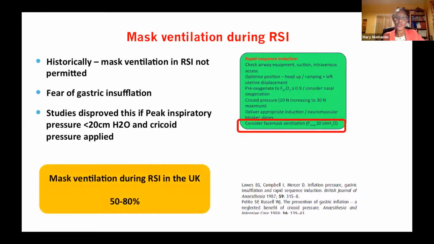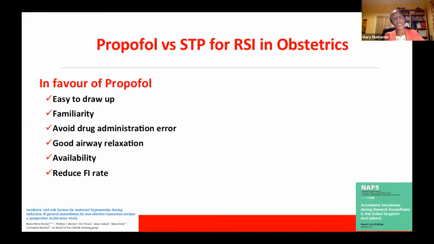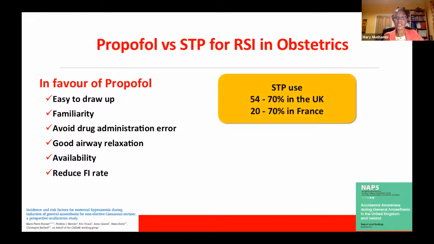And it's interesting, in the UK, the numbers have now gone up. Nearly 80% of people are now starting to mask ventilate during rapid sequence induction in obstetrics. It's quite promising. What about induction agents and looking at the debate between propofol and thiopentone? To be honest, as far as I'm concerned, there's no debate because of all these advantages of propofol that are listed here. What surprises me is that when we do surveys in the UK and in France, nearly 70% of anaesthetists are still using thiopentone in obstetrics. I'm not sure why. We're not changing practice.